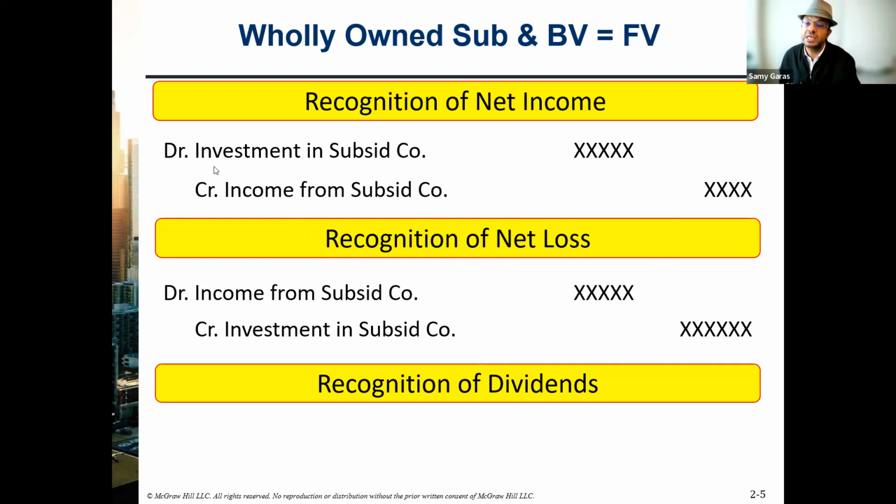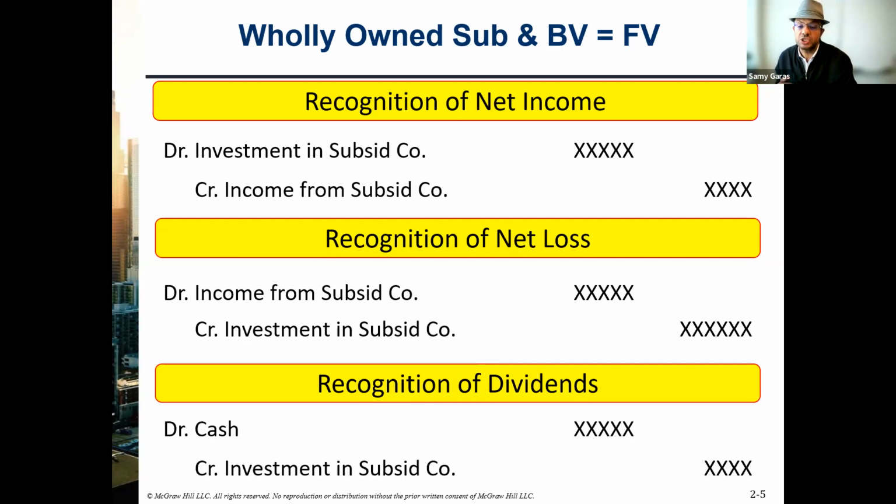So as you can see here, we debit investment, credit income. Here we debit income, credit investment. And we never call it unrealized gain or unrealized loss. We use unrealized gain and loss for the fair value method, but here we use the equity method. And for the dividends, we debit cash, credit investment in subsidiary company. We make these journals every year to recognize the net income and the dividends of the subsidiary.